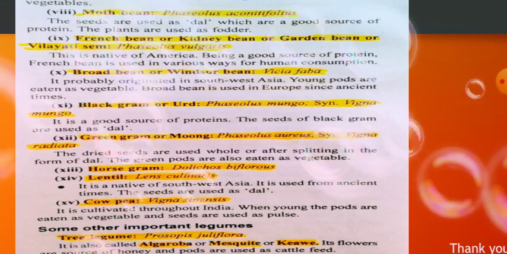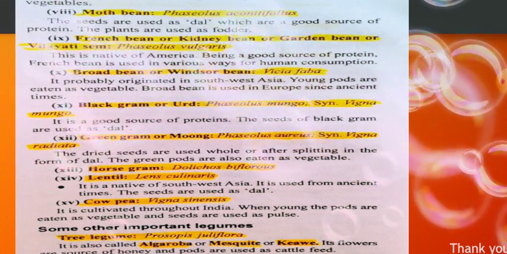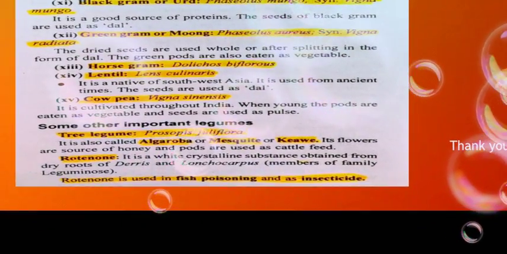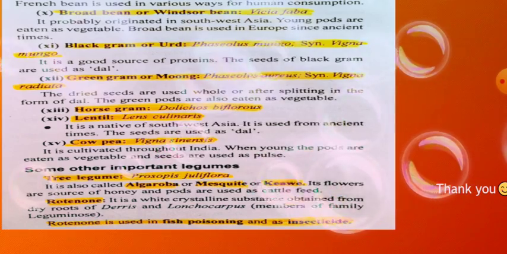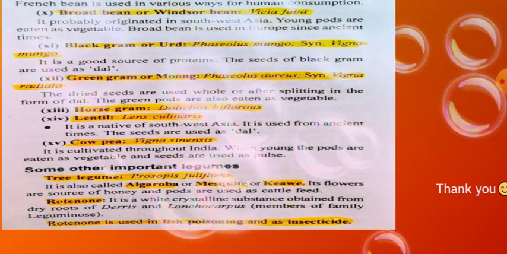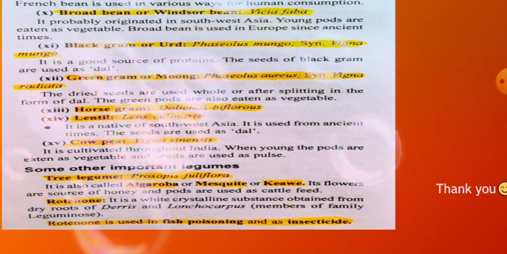Then cowpea, Vigna sinensis, is cultivated all over India. The young pods are eaten as a vegetable, and the seeds are used as a pulse.